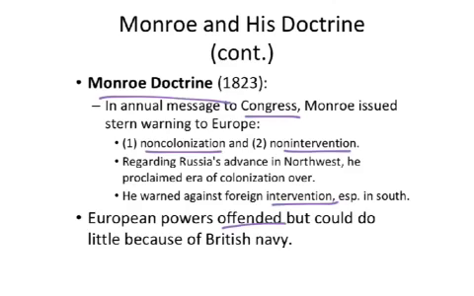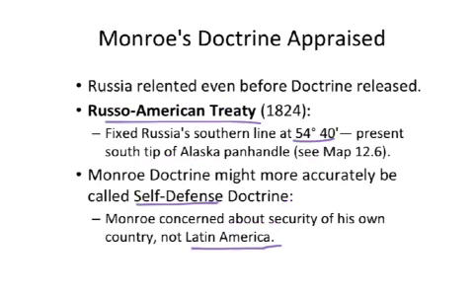Basically, regarding Russia's advance in the Northwest, he proclaimed the era of colonization over, and he warned against foreign interventions, especially in South America. The European powers were offended, but could do very little because of the state of the British Navy. Russia relented even before the doctrine was released. They signed the Russo-American Treaty with the United States in 1824, which fixed Russia's southern line at the 40th parallel, which is the present southern tip of the Alaska Panhandle.